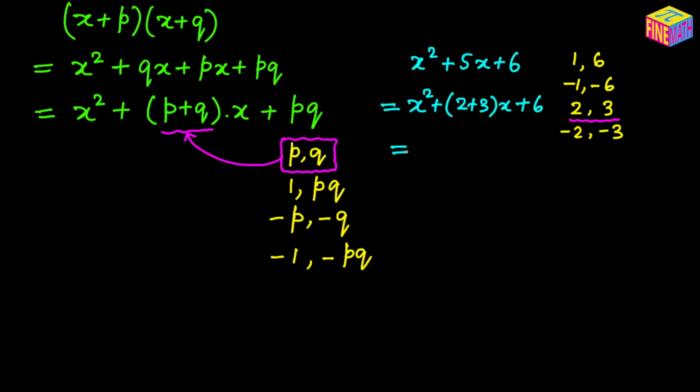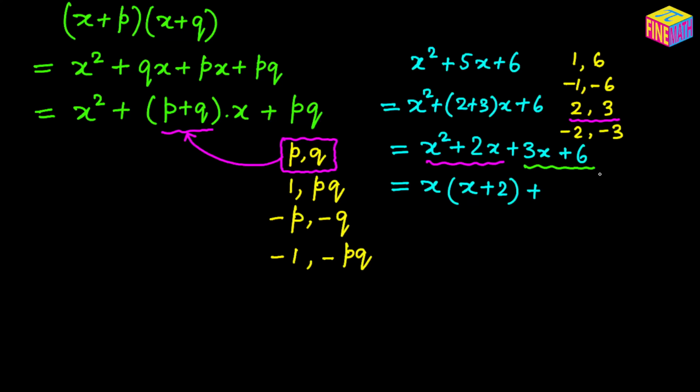Now from here, let's remove the parentheses. So this becomes x squared plus 2x plus 3x plus 6. From here, we look at the first two terms, and then we'll look at the next two terms separately. Let's first look at the first two terms. What is the common factor? It looks like x is a common factor between the first two terms. If we take that out, we get x plus 2.